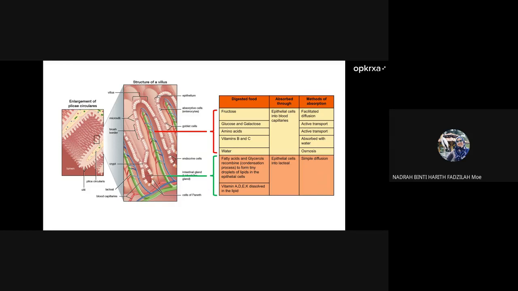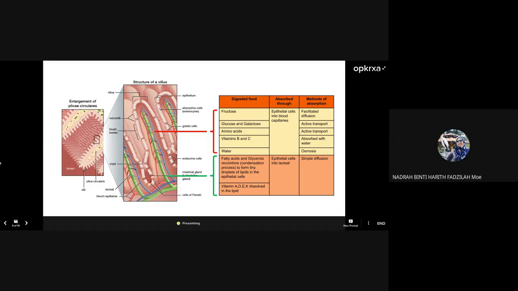And finally, substances that can dissolve in lipid will diffuse directly via simple diffusion to the lacteal. Kenapa simple diffusion? Sebab substances yang larut lemak boleh dissolve through phospholipid bilayer. Sebab itulah hanya menggunakan simple diffusion.